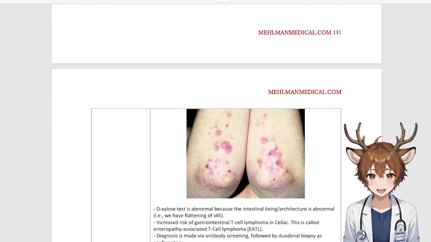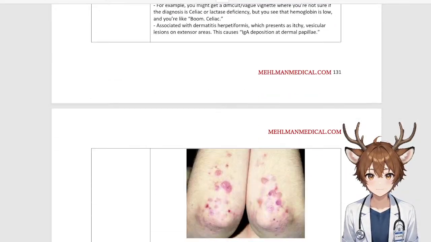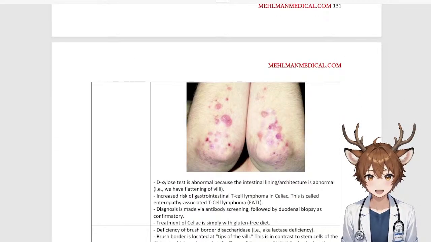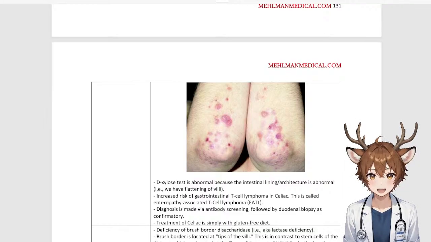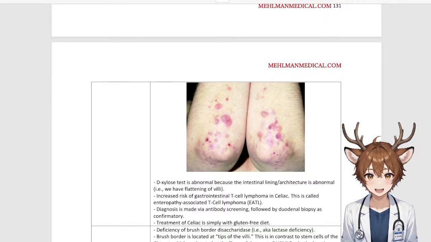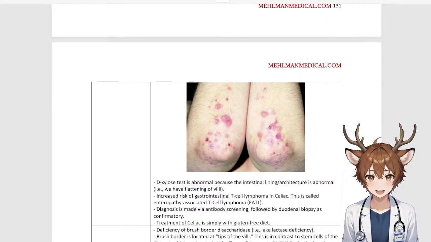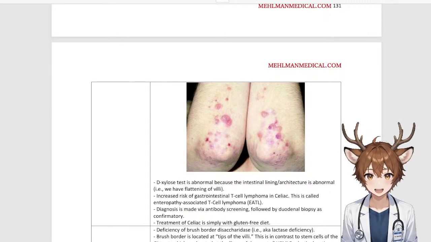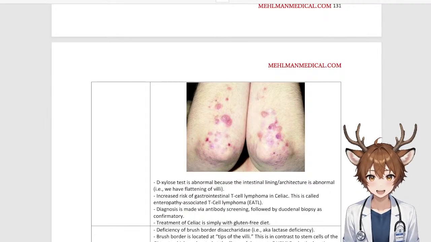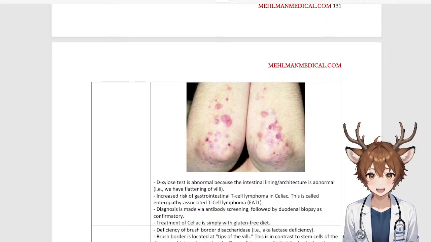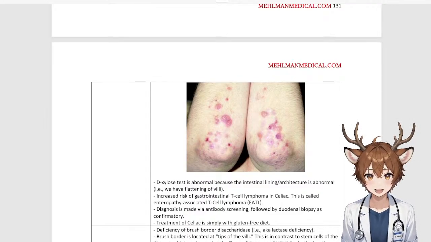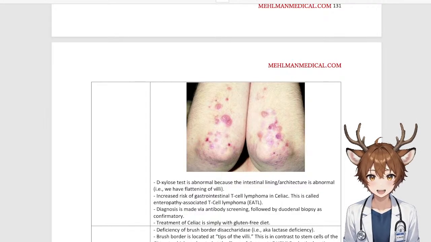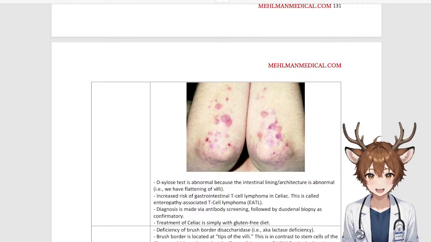So we're continuing with celiac right now. The D-xylose test is abnormal because the intestinal lining or architecture is abnormal, i.e. we will have flattening of villi. There is an increased risk of gastrointestinal and T-cell lymphoma in celiac. This is called enteropathy-associated T-cell lymphoma, or EATL. Diagnosis is made via antibody screening, followed by duodenal biopsy as confirmatory. Treatment of celiac is simply a gluten-free diet.